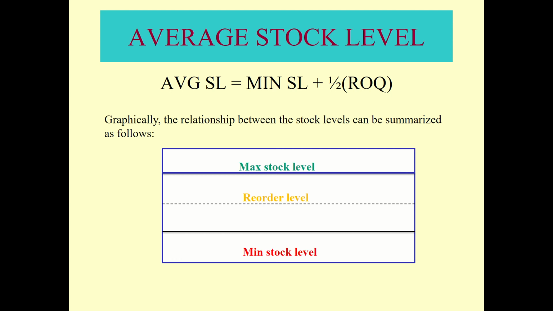Before we go into detail about EOQ, let's look at the formula for average stock level. The formula is average stock level equal to minimum stock level plus half of ROQ. Graphically, the relationship between stock levels can be summarized as follows. This is the maximum stock level, and this one is the reorder level, and the last one is the minimum stock level.